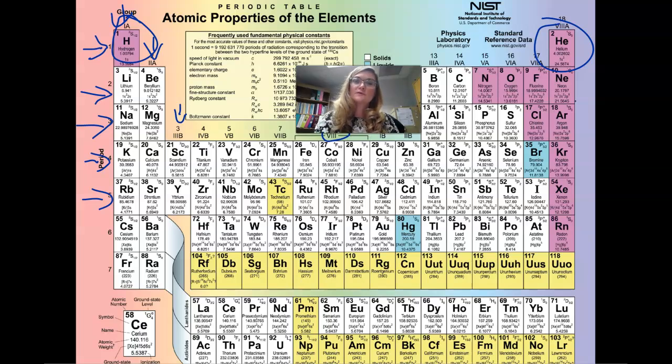Now starting over with number 11, you're going to have 1 valence. Column 2, you're going to have 2 valence. Column 3, 3 valence, and so forth. Once you get to this last column here, the 18th column, that one's going to have 8 valence electrons, and those are going to be your noble gases. They do not bond.